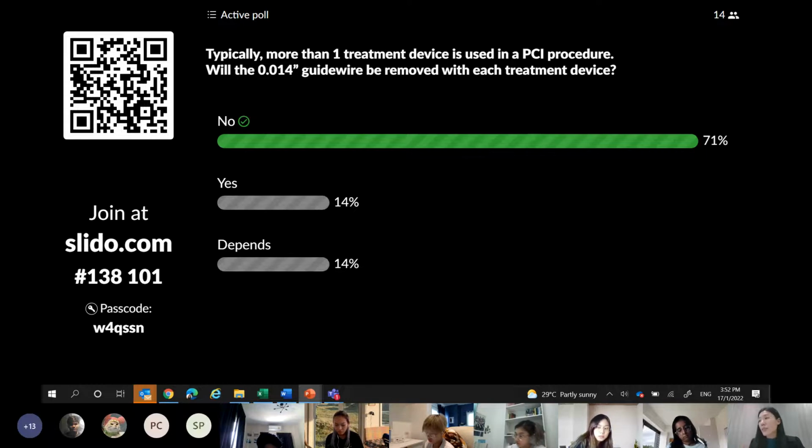Every time there's a treatment device, they will still use the same guide wire, because you realize I say 0.14 guide wire, because they won't use different sizes of guide wire throughout the procedure. The treatment devices are more often than not compatible with 0.14 guide wire. So that's one reason why they don't change the guide wire with each treatment device. The treatment devices are all compatible with this. So once the guide wire passes through the lesion, the guide wire will not be changed.